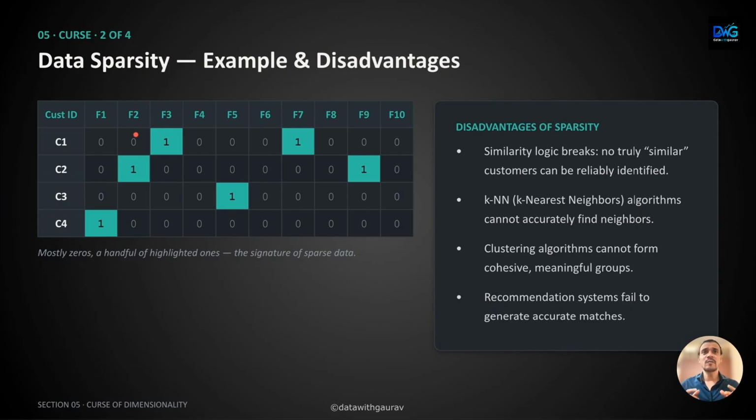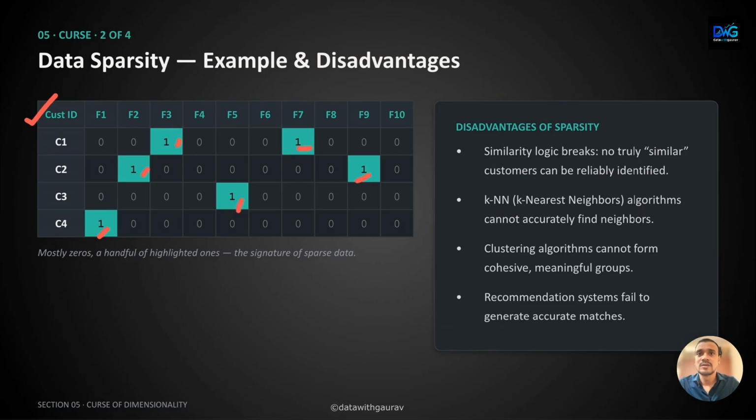Let's make the idea of data sparsity more concrete with this example. Notice the table on the left, this one. Each row represents a customer and each column represents a feature which is generated through something like one hot encoding. So, what immediately stands out here? Almost every value is zero, right? With only a handful of ones scattered across the table, like here, here, very few ones. Most of them are zero. It means they are empty.